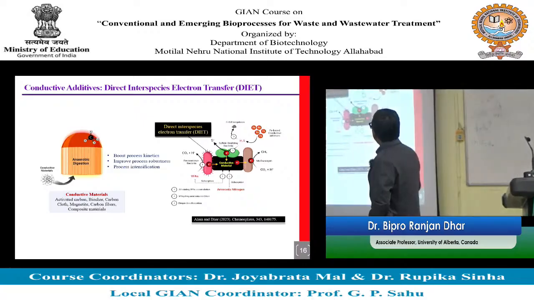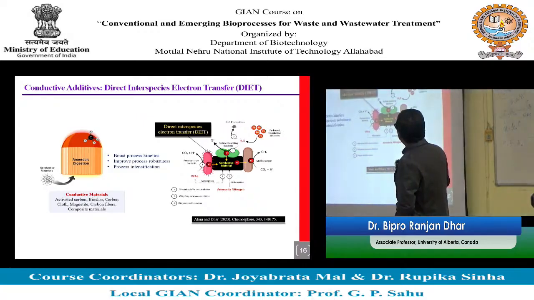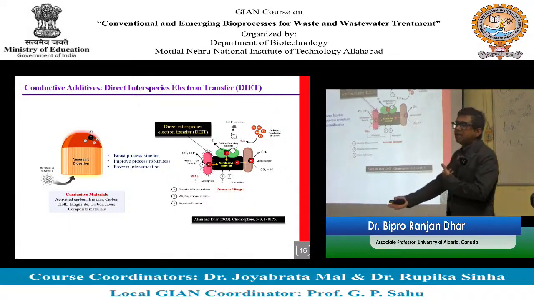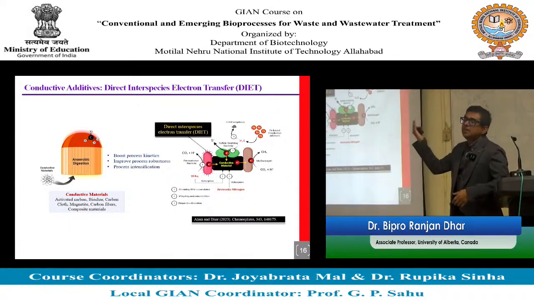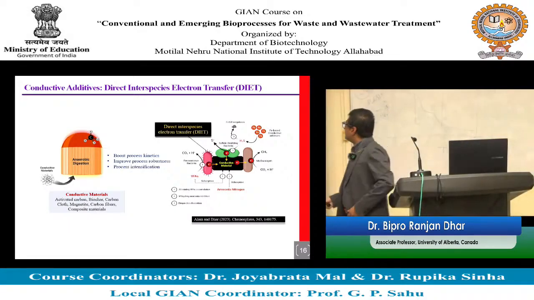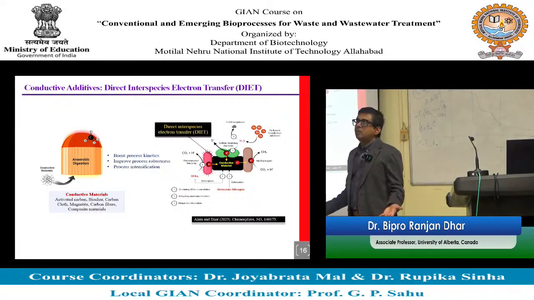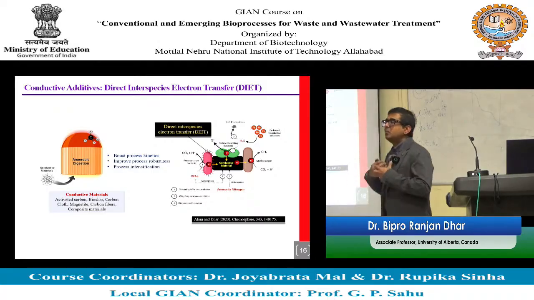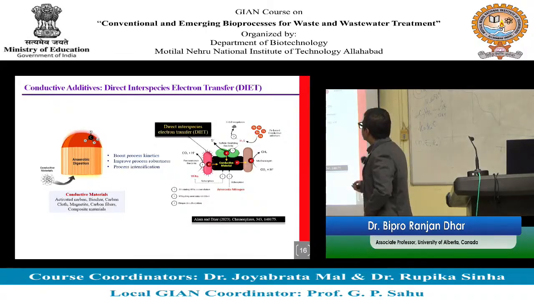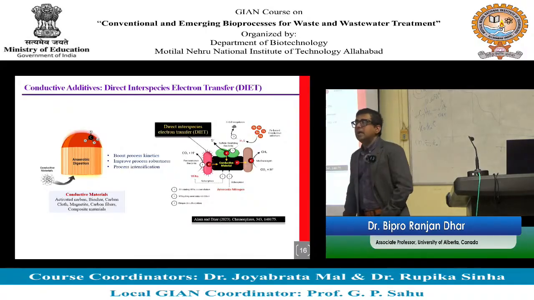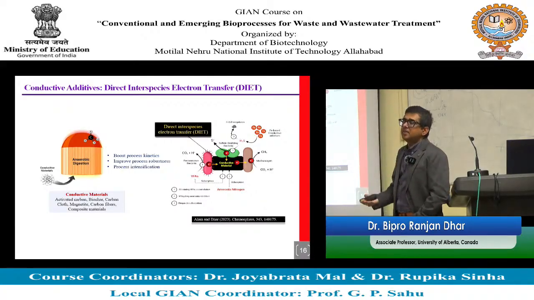So for example, if we use iron-based conductive material like magnetite, that can react with hydrogen sulfide and you can precipitate it, right? So you would have less hydrogen sulfide in your biogas. Sometimes high ammonia levels could be problematic, so sometimes ammonia can be absorbed by those conductive materials. Sometimes at high organic loading rate, some of the VFAs might be problematic.